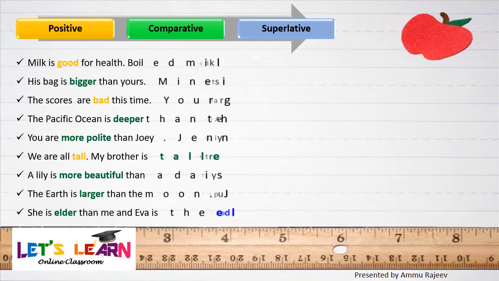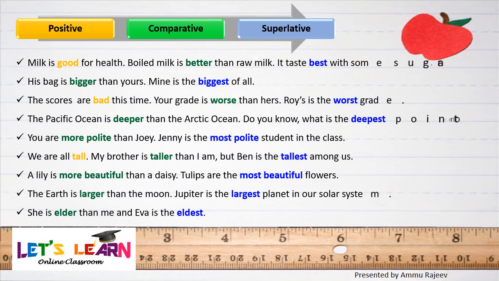Let us now see some examples to see how the positive, comparative and superlative degrees of adjectives and adverbs are used in sentences. Keep in mind that the comparative degree sentences and superlative degree sentences can exist individually as well.